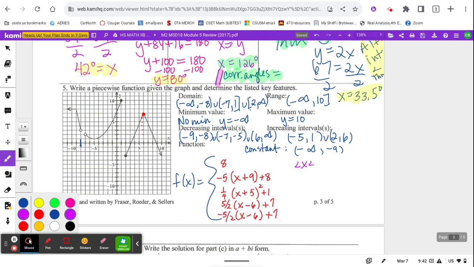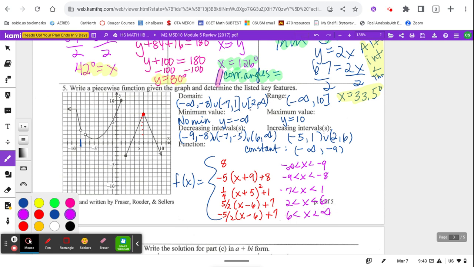Now I can get all of my domains ready by saying less than x equals, less than x equals, less than x equals, and I just need to plug in the beginning and end values. So the first piece goes from negative infinity until -9. The next one goes from -9 to -8. Next one goes from -7 to 1. Next one goes from 2 to 6. And the last one goes from 6 to infinity.